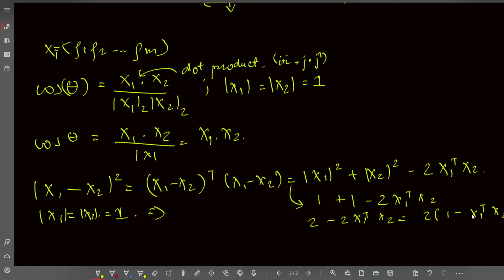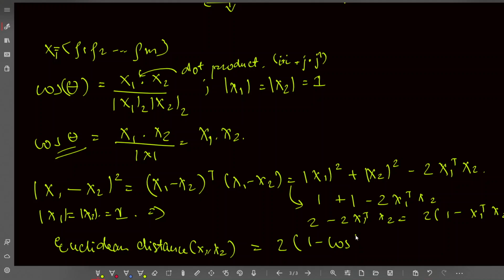And we know from here that x1 dot x2 is basically x1 transpose x2. That is the dot product. And we know from here that this is equal to cos theta. So we can say that the squared Euclidean distance between x1 and x2 is related to the cosine as 2 into 1 minus cos theta.